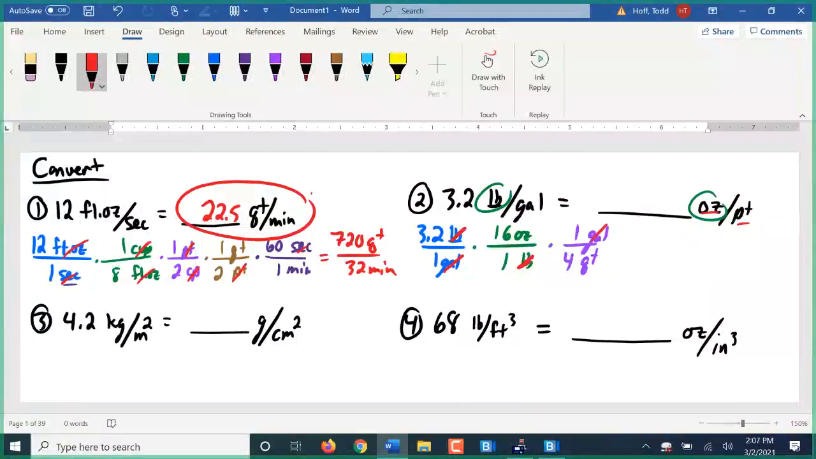And now we have to go from quarts to pints. So put quarts on top. 1 quart is 2 pints. Quarts cancel out. We now have ounces per pint.